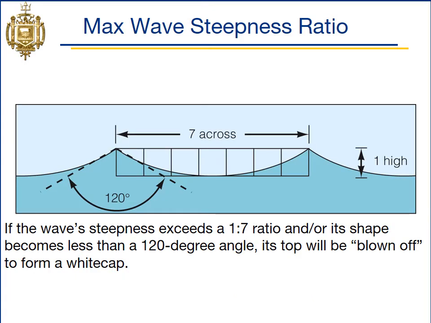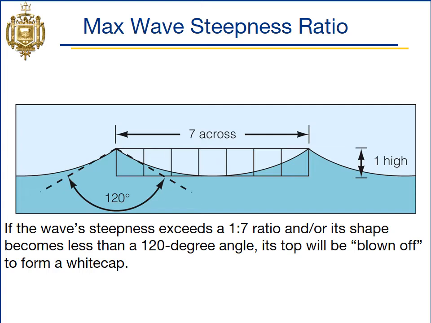We saw on a previous slide that waves get higher and more pointed as they move into shallower water. And what happens is that there's a critical ratio of the wave height to the wave length. And when that ratio exceeds 1 to 7, then the waves are considered to be so steep that there's a good chance that whitecaps will form.